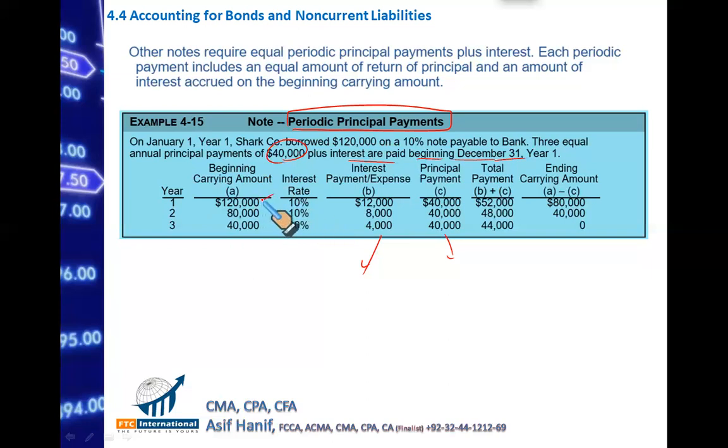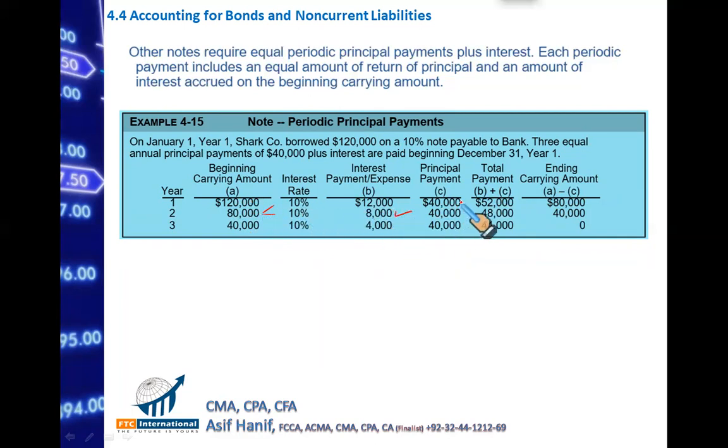For the whole year, the interest is going to be 120 times 10%, 12,000. This is the interest we will pay, plus 40,000, the principal. 40 plus 12, the total payment will be 52. Out of this, 40 is the principal. 120 less 40, the principal will fall from 120 to 80. Now, the new principal is 80. Next year's interest will be calculated on this: 80,000 at 10% gives you 8,000.